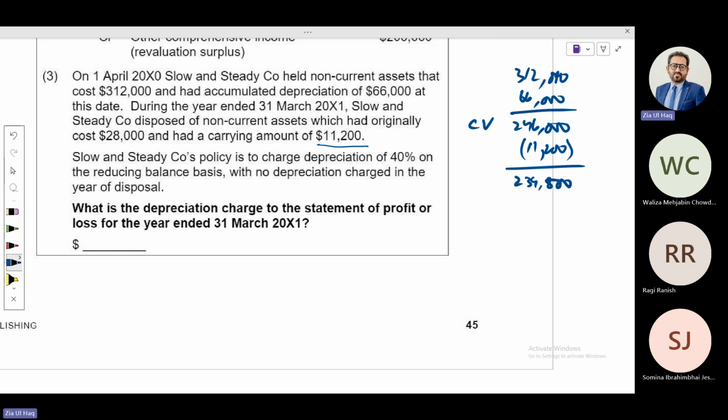Slow and Steady Company policy is to charge depreciation of 40% on the reducing balance method. So this is reducing balance, meaning carrying value, with no depreciation charge in the year of disposal. That's why we have excluded that disposal. So the remaining should be charged at 40%. How much? $93,920.